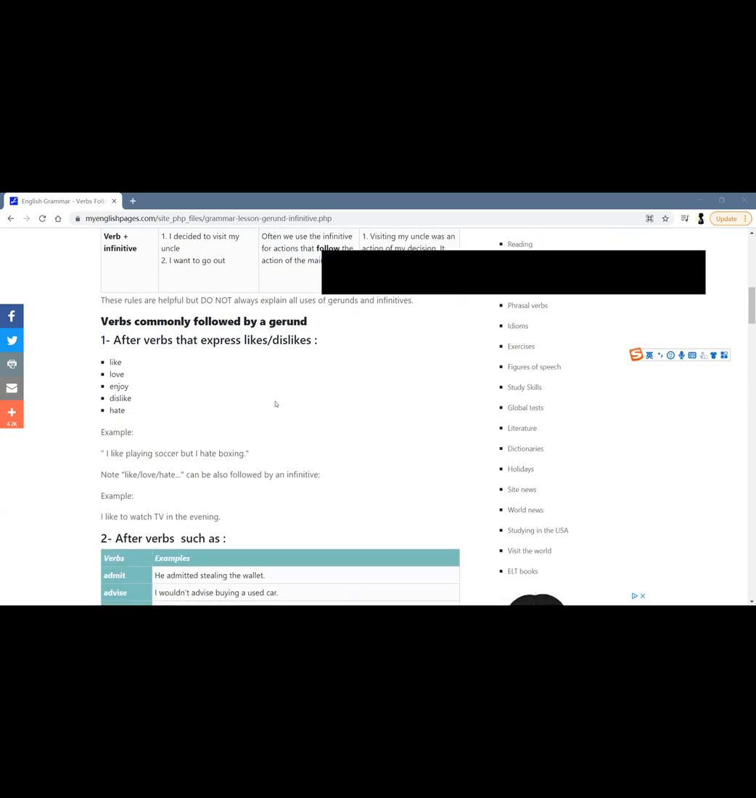Verbs commonly followed by a gerund can also be verbs that express likes or dislikes. You can understand it as words similar to likes or dislikes. They can be followed by a gerund. For example, like, love, enjoy, dislike, hate. I like playing soccer, but I hate boxing. And they can also be followed by an infinitive. For example, I like to watch TV in the evening.